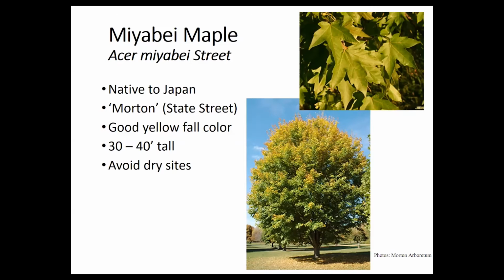But Morton or State Street is a selection from the Morton Arboretum in Chicago. So they had a tree from Japan, and then this is a selection that's just a little different and considered a little better quality. Good yellow fall color. I put 30 to 40 because it's a little smaller tree. Most of the shade trees I'm listing here are probably going to be in the 40 to 60 foot range eventually. And this is one where you do want to avoid dry sites. It has a fairly unique leaf. All maple leaves are pretty, but I like this one.